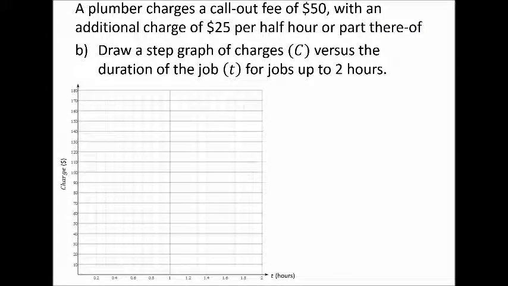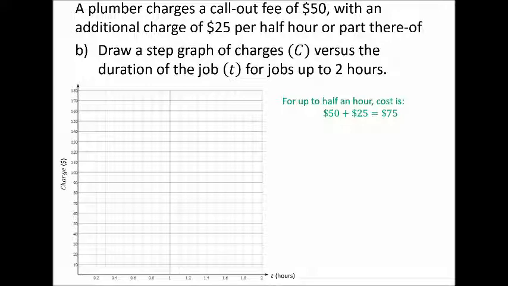Part B asks us to draw a step graph. So this is, again, a little bit more complicated, so we'll break it down into steps. First of all, for up to half an hour, what is the cost? Stop, think about that. What is the cost for up to half an hour? Well, it's the $50 call-out fee plus $25, so it's $75.